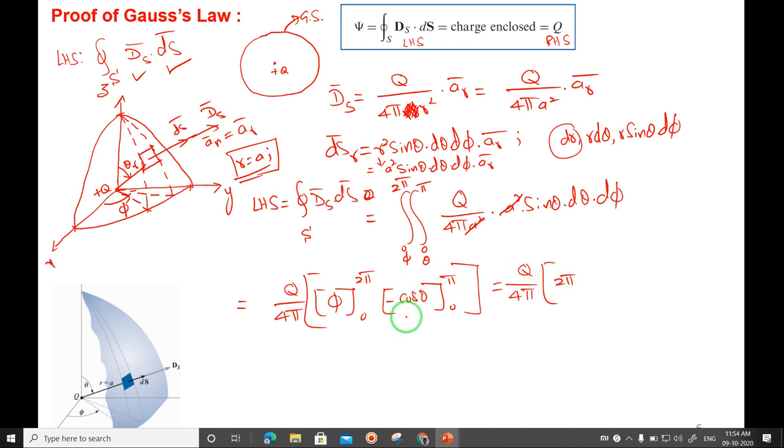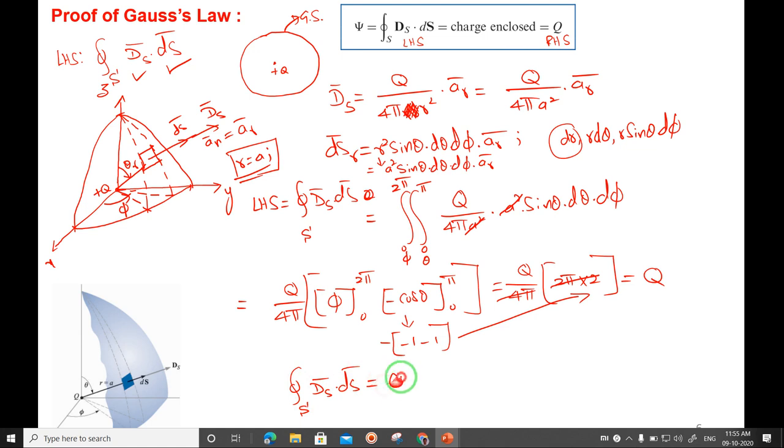From the θ integral, minus cos θ: cos π is minus 1 at the upper limit, minus the lower limit cos 0, which is 1. So minus, minus 1 minus 1, minus minus 2, plus 2. So from this I am getting 2, which I take here, multiplied by 2π. So 2 times 2π gives 4π, and the 4π will get cancelled. I am left with Q. So the LHS, the closed surface integral of D·dS, is equal to Q. So we have proved Gauss's law.